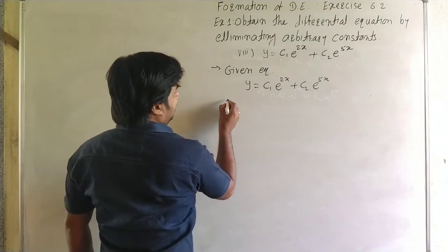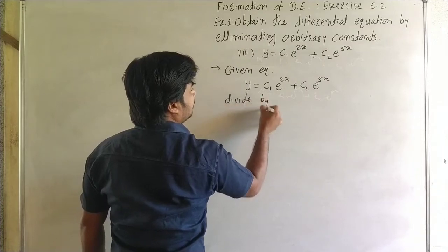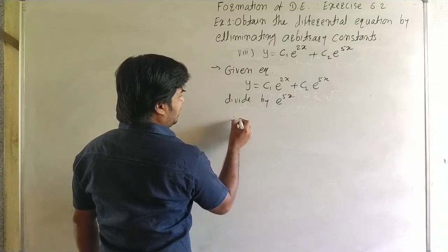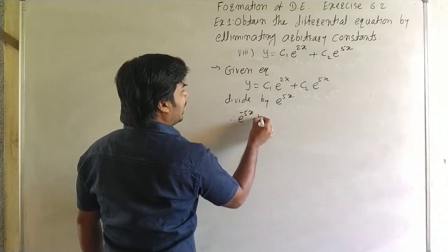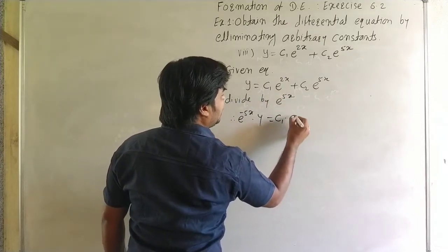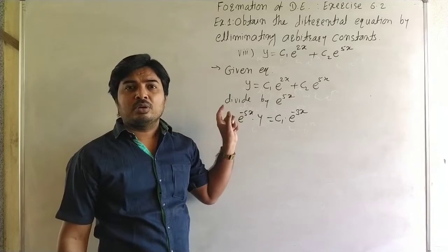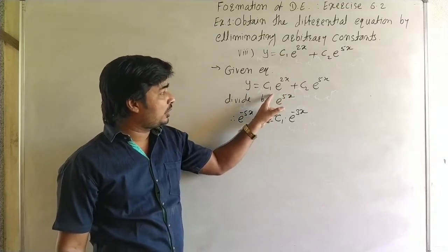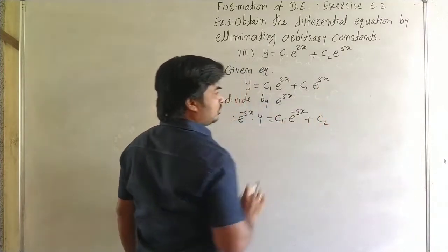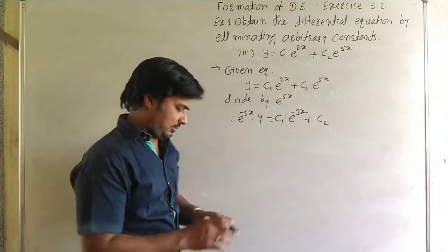here we divide by e to the power 5x. Then when we divide by e to the power 5x, we get e to the power minus 5x into y is equal to c1 into e to the power minus 3x, e to the power 2x upon e to the power 5x, and plus c2, e to the power 5x upon e to the power 5x gets cancelled. Here c2 is alone, now we differentiate and then c2 will be cancelled.